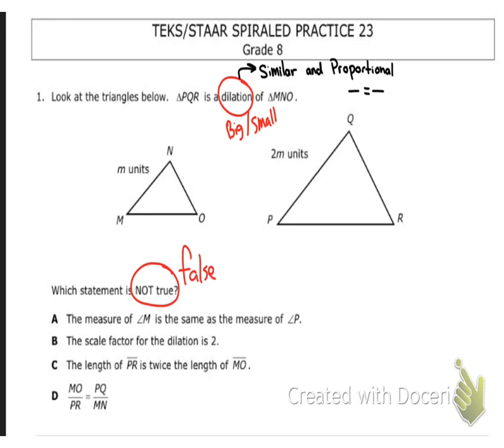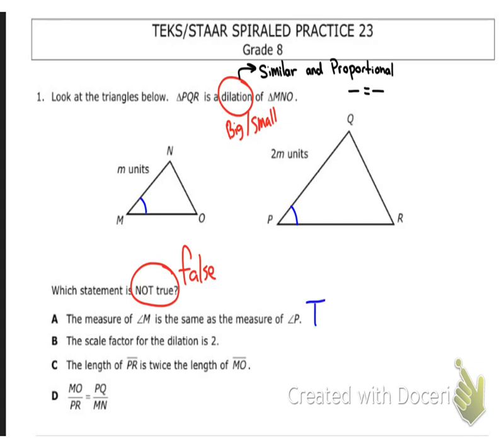All right, let's look at A. The measure of angle M is the same as the measure of angle P. So, in a dilation, do the angles change? The answer, no. There are no transformations that will change the angle. If the angles never change, then do they stay the same? As far as M and P go, they are corresponding. They're the same spots, different location. M corresponds to P. They are the same.